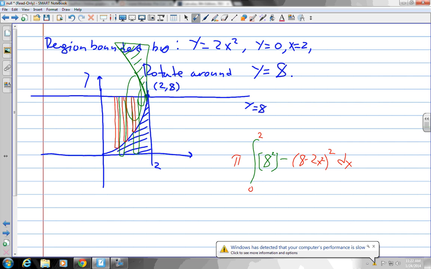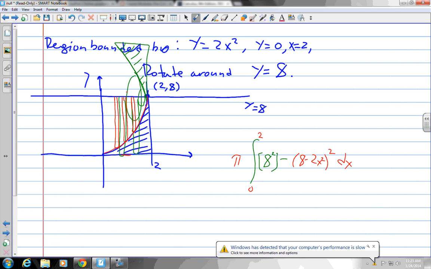Did that make sense? Okay. Because do you agree that this is my inner radius as I'm doing the rotation? This is what I want to take away, right? Well, what is the value of those rate lines at any point? Well, it's the difference between 8 and whatever this function is, right? So this is 8 minus the value of the function. So this is 8 minus 2x squared.